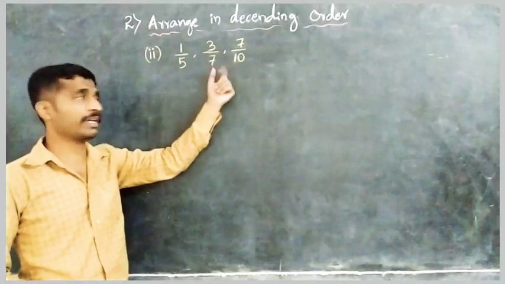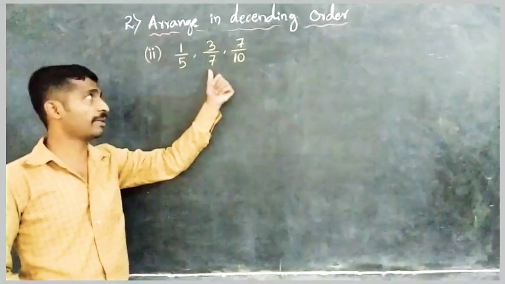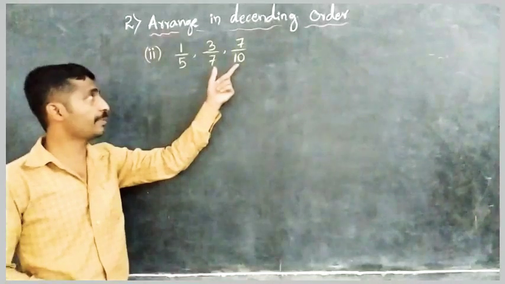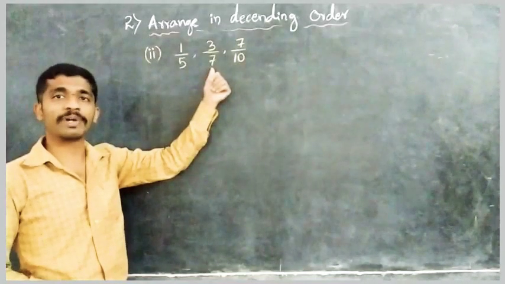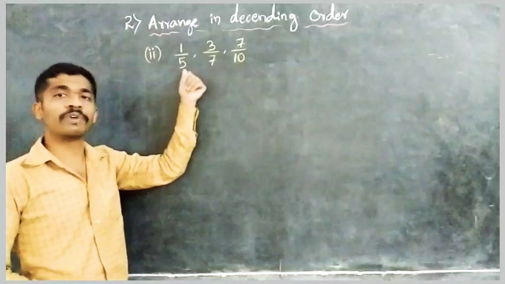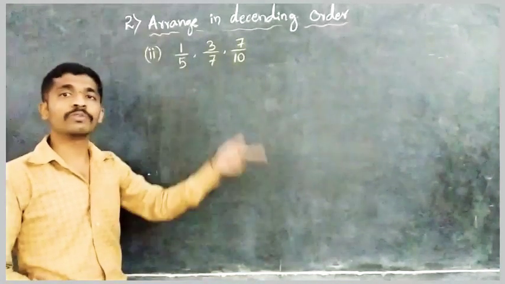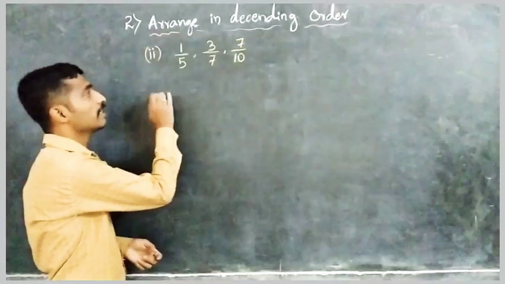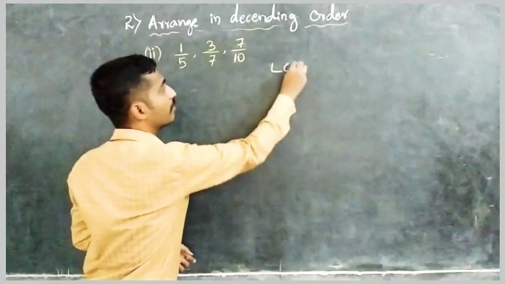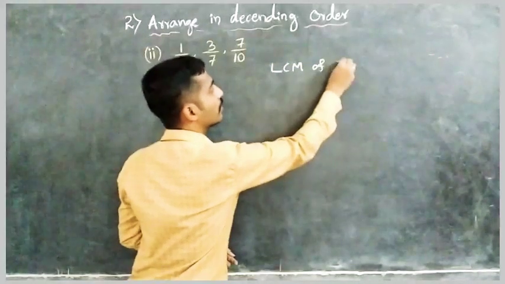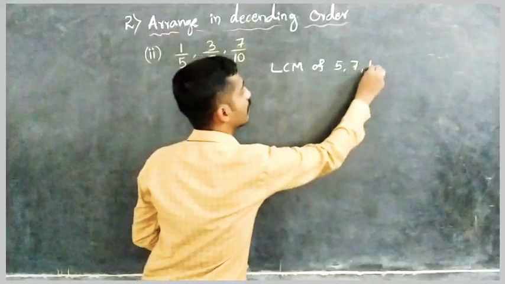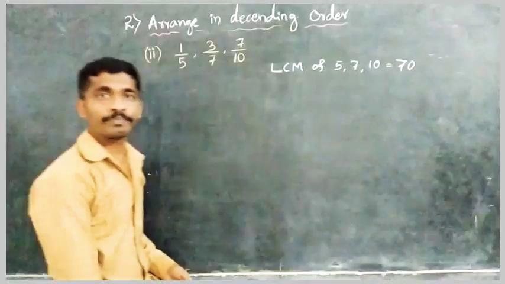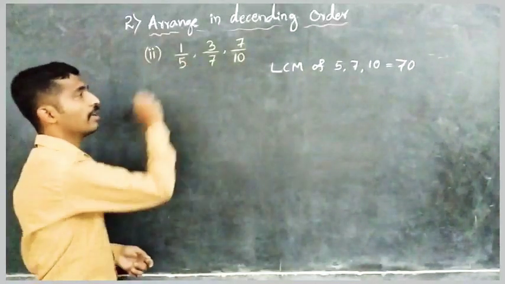40 is not there in 7. 50 is not there in the 7 table. 60 is not there in the 7 table. 70, yes, obviously 70 is there in the 7 table. That is 7 10s are 70 and 5 14s are 70. We will get 70. So our LCM becomes 70. The LCM of 5, 7, 10 is 70.